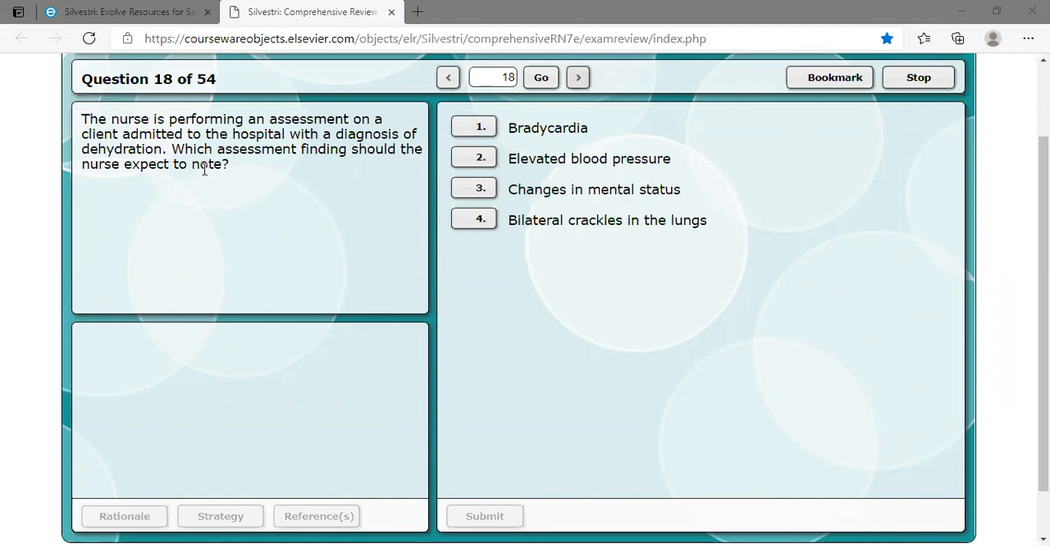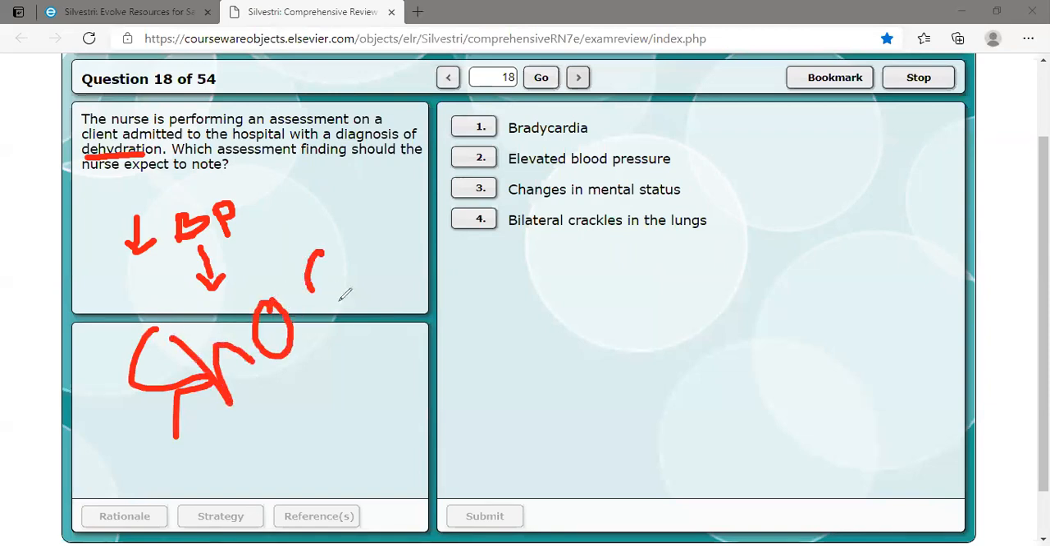So it is very important to know the signs and symptoms of dehydration. Dehydration means less fluid intake, right? First of all, bradycardia. So bradycardia is not a sign of dehydration. Dehydration leads to a complication. What complication? Dehydration decreases the blood volume. When blood volume decreases, the patient develops hypotension, or blood pressure goes down, right? When blood pressure goes down, it leads to shock, right? And this is called hypovolemic shock.